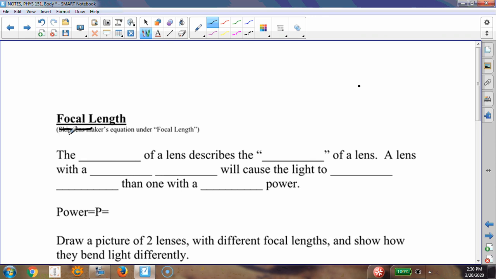The power of a lens describes the strength of a lens. If you've ever gotten reading glasses or if you wear glasses, they might talk about the power of your prescription. And it describes the strength of a lens. A lens with a larger power will cause the light to bend more than a lens with a smaller power.